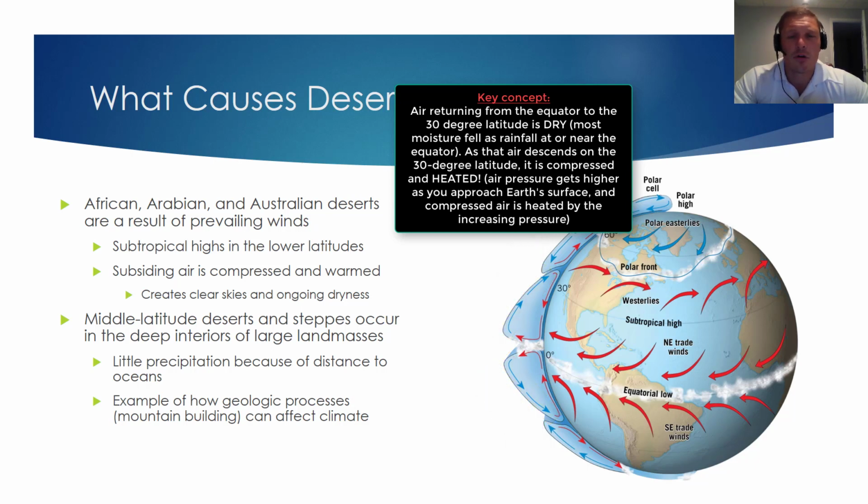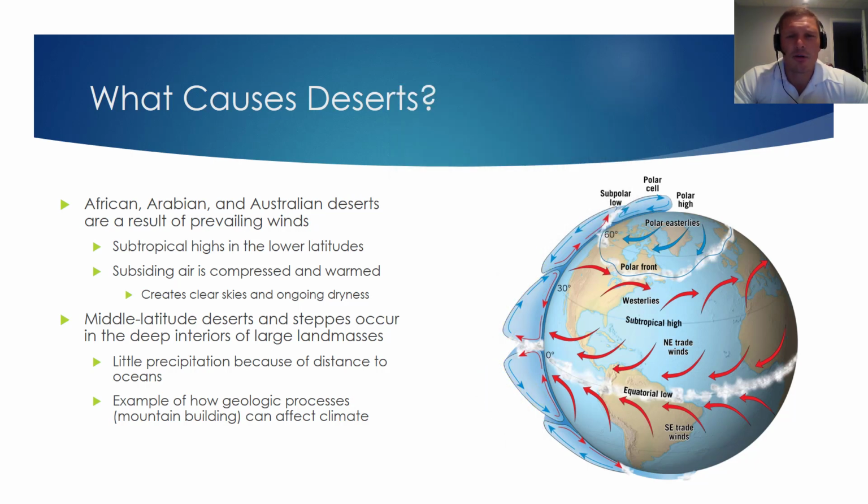When looking at the image of world desert distribution, you may have noticed that not all deserts occur at or near the 30-degree latitude. Some deserts can occur at the mid-latitudes. These mid-latitude deserts are the result of being located deep to the inside of very large land masses.